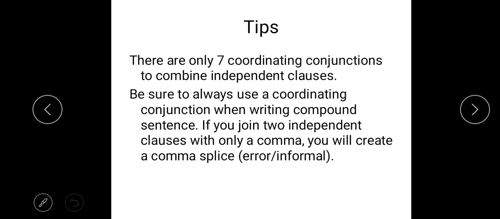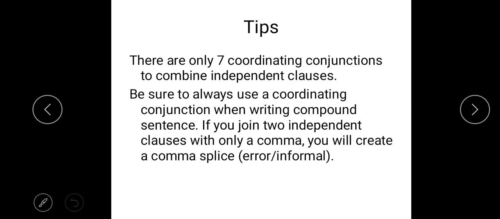If you're joining two independent clauses, remember it may seem to make sense even if you use just a comma. But if you join two independent clauses with only a comma, you will create a comma splice. Comma splice is, though accepted by some writers, always considered an error in formal language. We consider using a comma to combine two simple sentences as something informal.